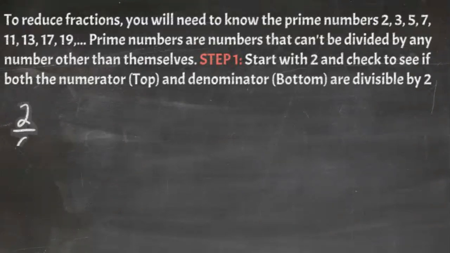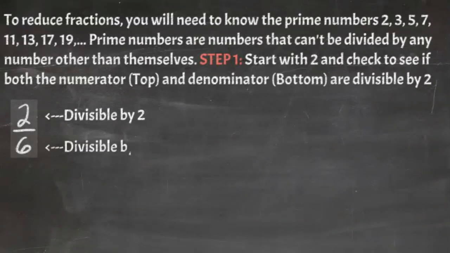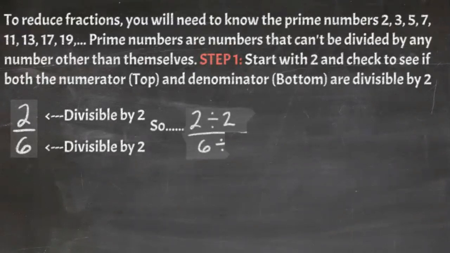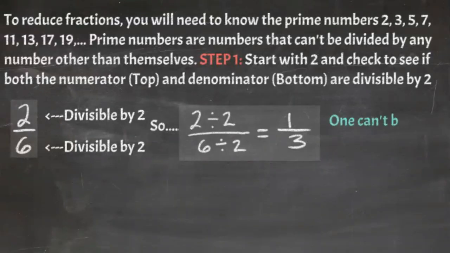Okay, I've written down 2 over 6. Since they are both even numbers, they are automatically divisible by 2. So I'm going to divide 2 by 2 and 6 by 2. So I can rewrite my fraction like this: 2 divided by 2 over 6 divided by 2, and that equals 1/3. 1 can't be divided anymore, so you are done.